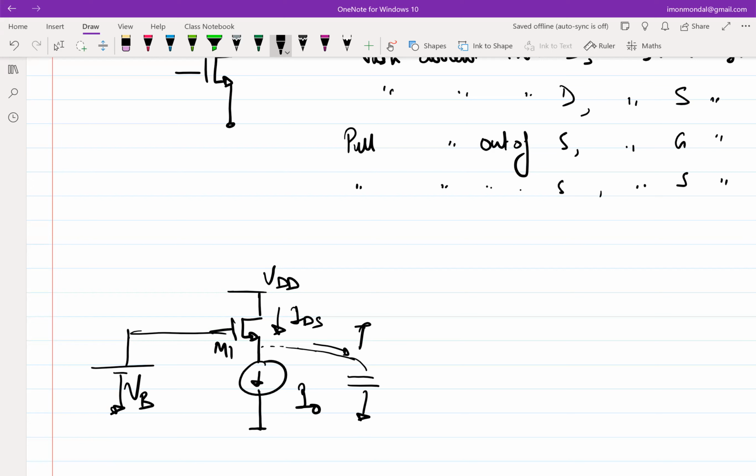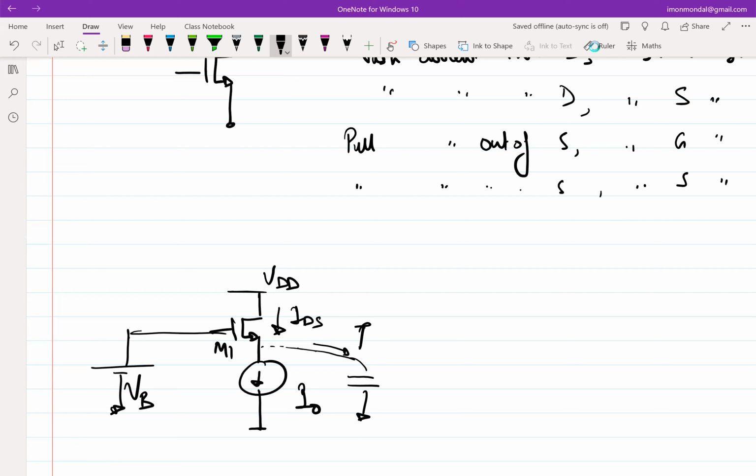If you think in the other way, if let's say IDS is lesser than I naught, then more current will be pulled out of that parasitic capacitance and the source voltage will go down, thereby trying to make the transistor stronger. And when will this fight between source voltage going up or going down stop? It is only when IDS will be exactly equal to I naught. Right? So which essentially means that you don't have to do anything. You connect your transistor like this, it will automatically bias to an appropriate value. VGS will get auto-adjusted to the value that is required for I naught.